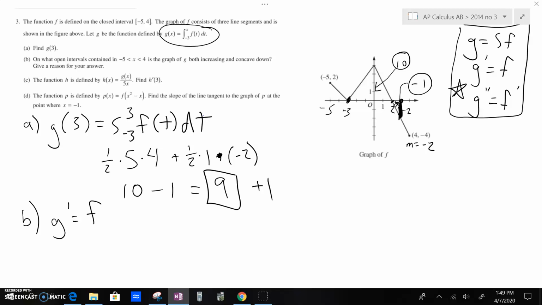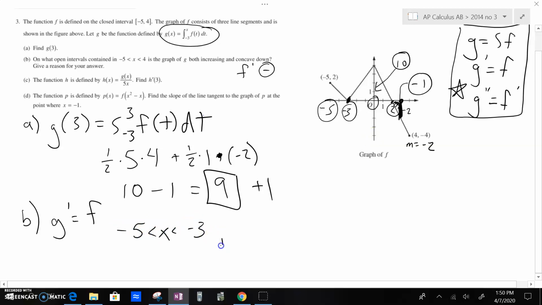But then we also need to know where it's concave down. So concave down means we're looking at the second derivative of g. Well, the second derivative of g is f prime. In other words, we're looking at the slope of this graph. And if we're looking for concave down, we want to know where f prime is negative, and that would equate to g double prime. Well, the slope on this thing is negative from -5 to -3, and then again from 0 to 2. And so my answer on this is going to be -5 to -3, and then 0 to 2.